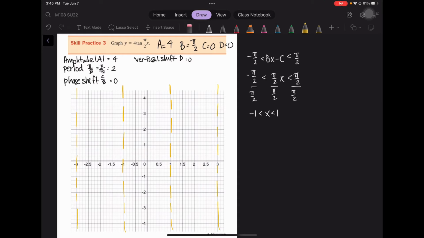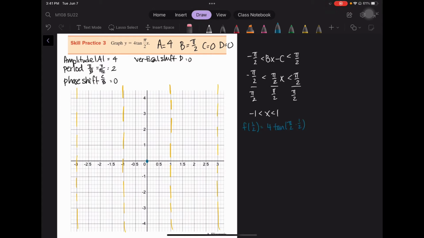Tangent normally goes through the point 0, 0. Because I am not phase shifting or vertically shifting, it's still going to go through the point 0, 0. I have an amplitude of 4, which means my graph is going to be stretched vertically by a factor of 4. But let's find 2 points on either side of that midpoint to find values. So I'm going to find the function at a half and the function at negative 1/2.